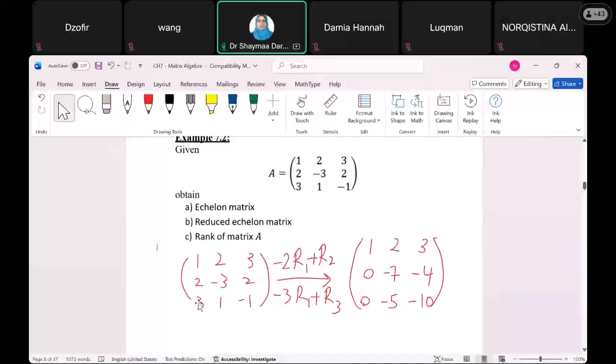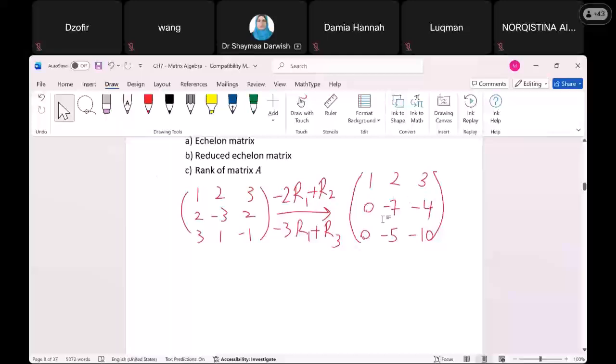I have a 3. Multiply the leading 1 by minus 3. So the first row multiplied by minus 3 adding to the third. So minus 3 plus 3, you have 0. Now I will repeat again for the second leading 1.